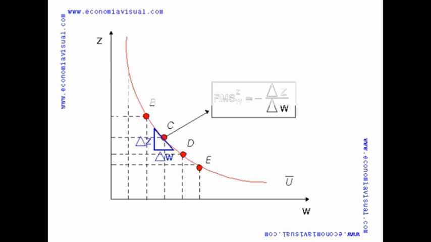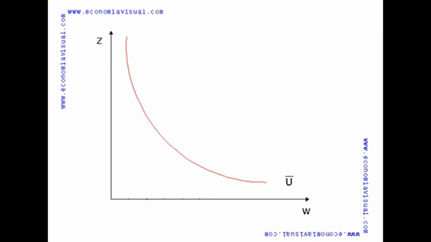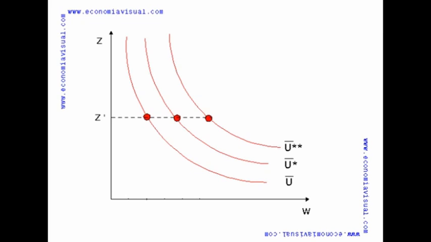Infinite levels of utility can be considered, therefore infinite will be the indifference curves. Consider the following at the consumption level Z prime. From this, we can appreciate the amount of W consumption associated with the different levels of utility and check how the farthest away indifference curve from the origin will represent the highest level of utility.